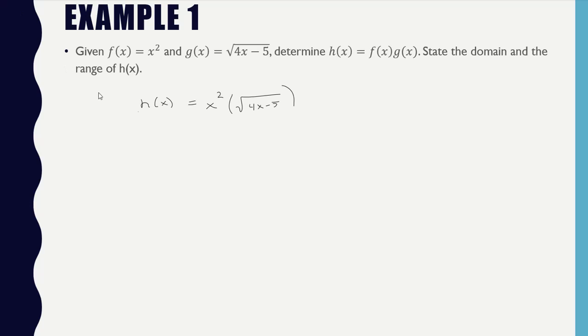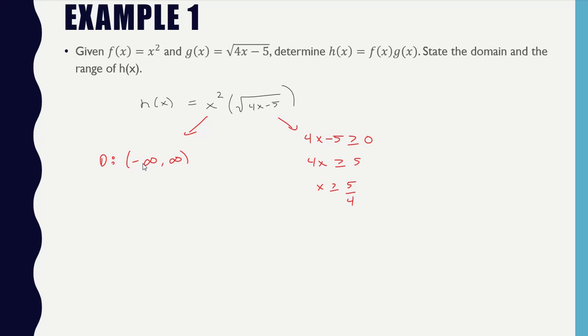Domain's a little bit trickier though. So our other one was nice because it was cubic. This one we can't look at this way. We have to look at the separate domains. So for x squared, that domain is going to be real numbers, so we can go from negative infinity to infinity. Now for our g of x, 4x minus 5 must be greater than or equal to 0 because we can't square root a negative. So then we're going to add 5 to both sides and then divide both sides by 4. So therefore x must be greater than or equal to 5 over 4.